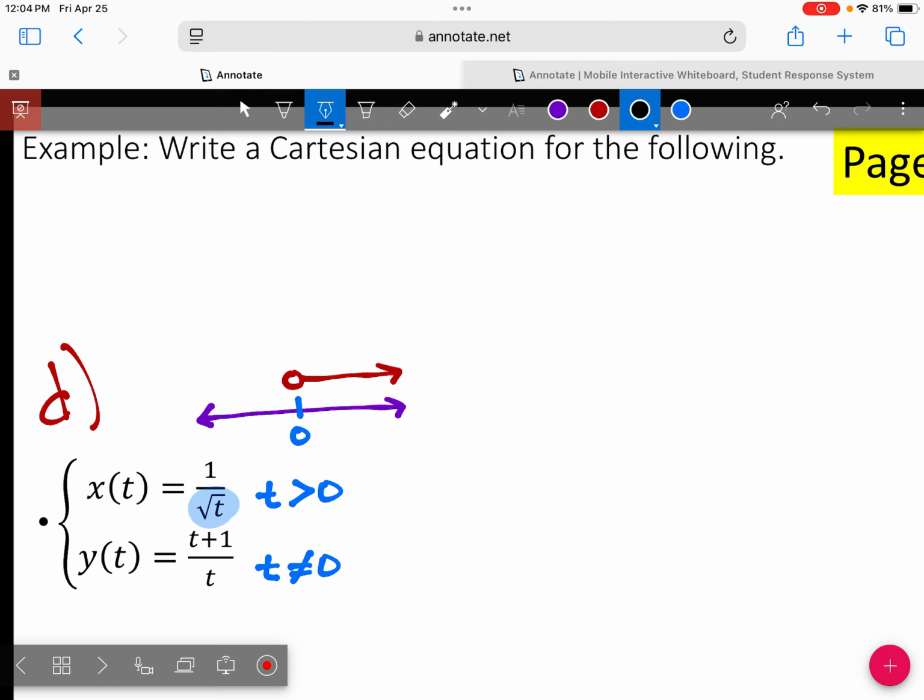So I'm going to take my x equation, and then I have to solve this for t. So how would you solve this for t? What would you do first? Divide by 1? Can you do that or no? You could, but that's like adding 0. That's not going to do anything. Multiply by what?